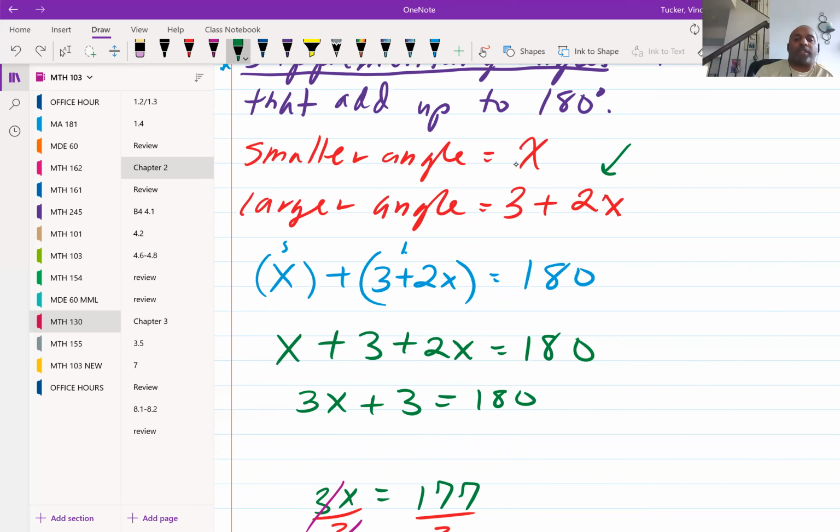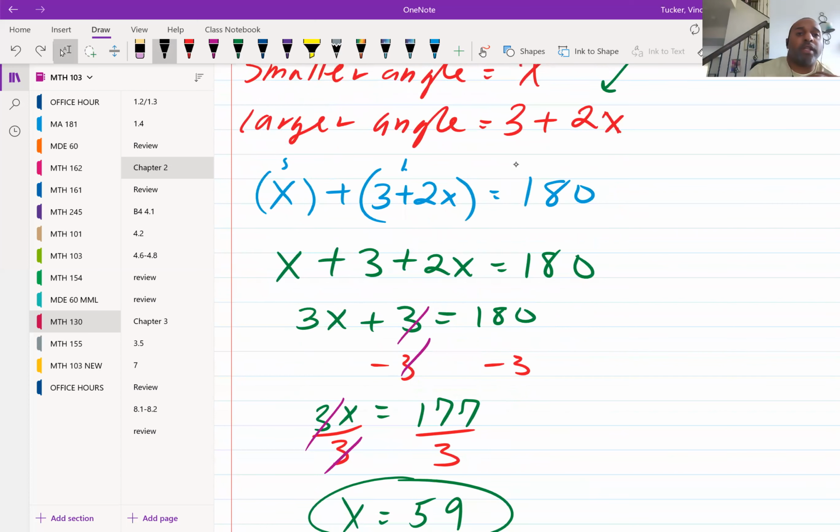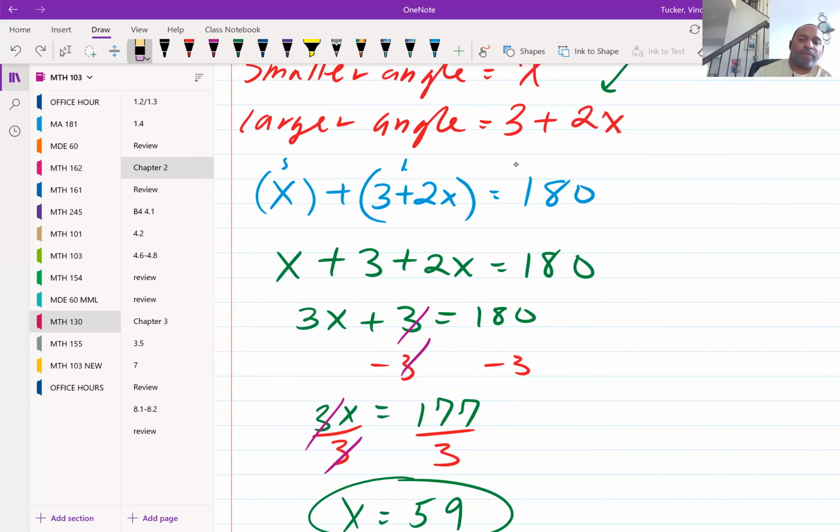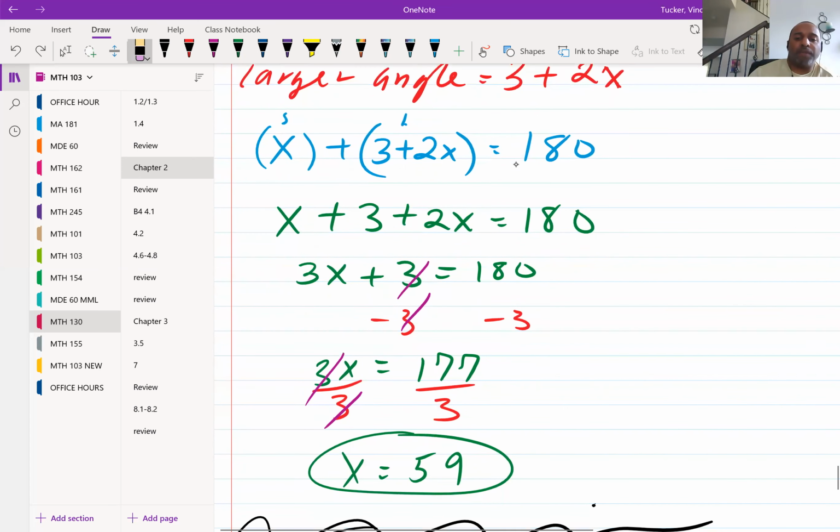So we have 3X plus 3 equal to 180. So now I need to subtract 3 from both sides so that I can have the X term on one side by itself. That'll give me 3X equal to 177. And then go ahead and divide by 3. X will be equal to 59.